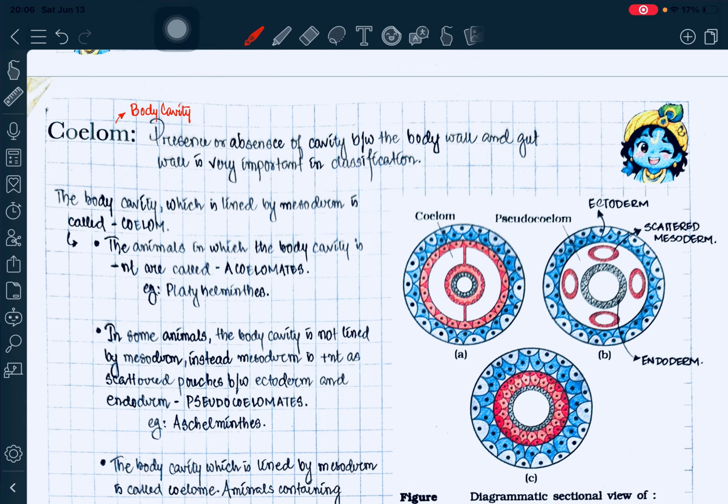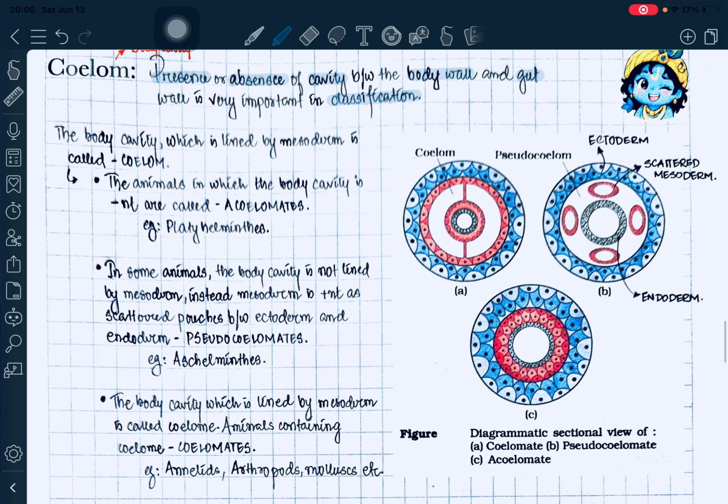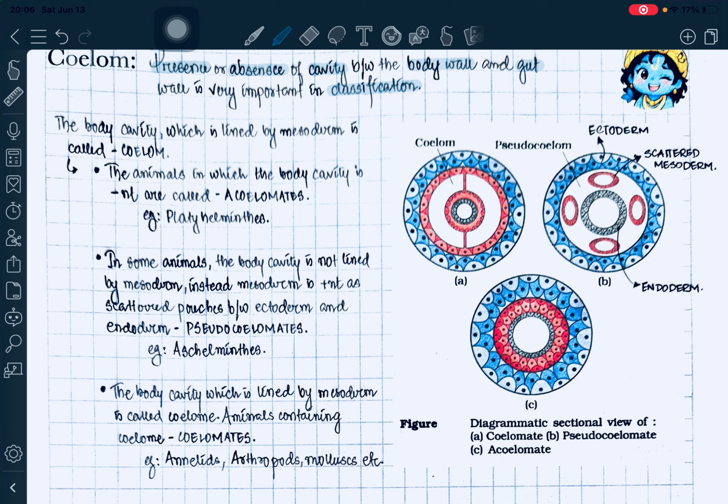Okay, so coelom means what? It is the body cavity. So based on the presence or absence of this body cavity between the body wall and the gut, we can do a separate basis of classification. So let us try to understand how animals can be classified based on whether they have a cavity between the body wall and the gut, and if it is present or not present.